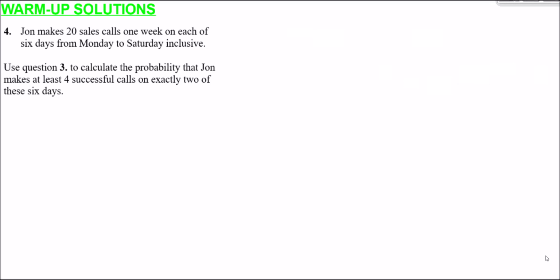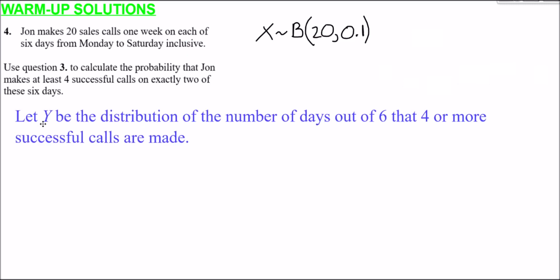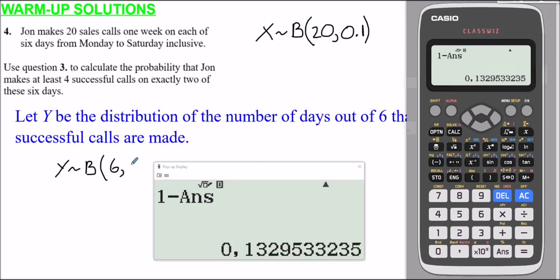So in question 3, we had a distribution of X, where X was the binomial distribution of his successful calls out of 20 for one day, which was this. Then we need to think about a different distribution now, Y, which will model his successes over 6 days rather than just for one. So we need Y to be the distribution of the number of days out of 6 that 4 or more successful calls are made. So in other words, Y again will be binomial, because either you have a day where at least 4 are successful or not. But this time, from Monday to Saturday, that's 6 days, and from question 3, for just one day, the chance that 4 or more calls are successful, we worked out was 0.133 to 3 significant figures.